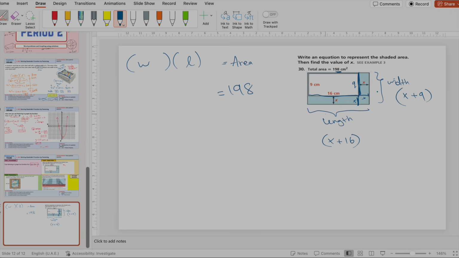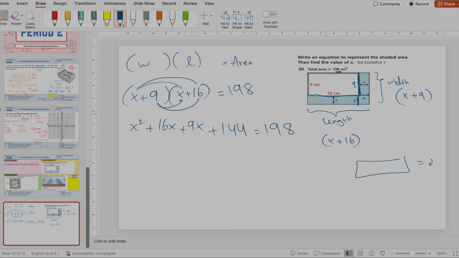It would be way much easier if I already gave you the length and width. But keep in mind how to see the length and width. So the length is basically x plus 16. Width is x plus 9. And then multiply. x times x is x squared. x times 16, 16x, 9x, and then 9 times 16, 144, equals 198. Remember the rule, my equation should equal 0. So take this to this side so you can have 0 here.